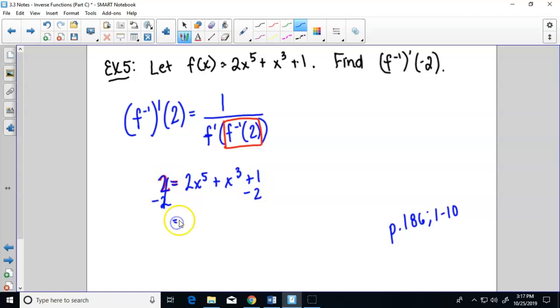So we'll get 0 equals 2x to the 5th plus x to the 3rd minus 1.